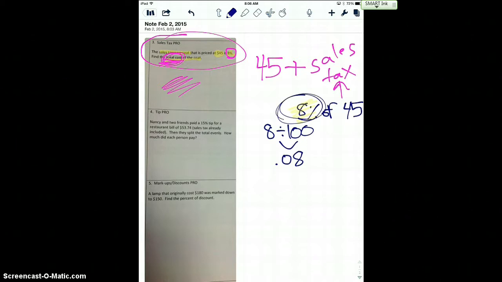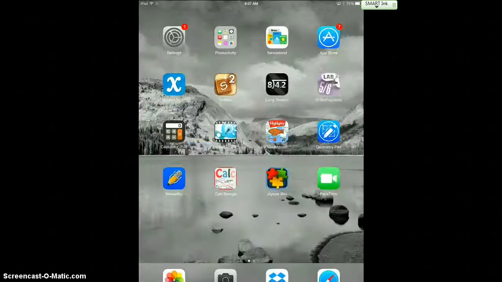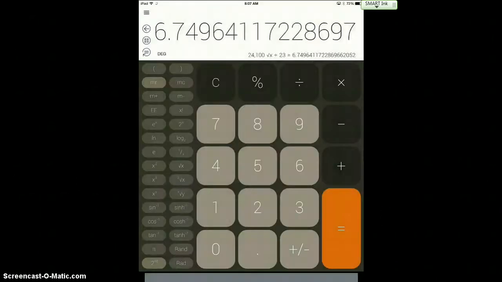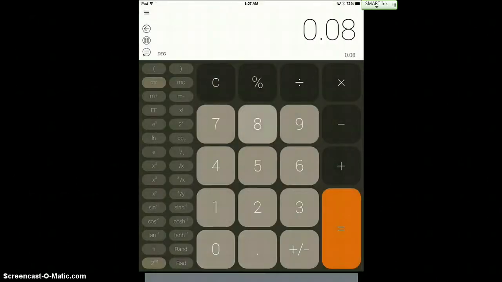Okay, but that's just what this is without the percent symbol. That represents 0.08. Of means multiply, and 45 means 45 because there's no percent sign with it. So I'm really doing 0.08 times 45. So on my calculator, I'm going to do 0.08 times 45. And there it is. Now in money, how much is that?